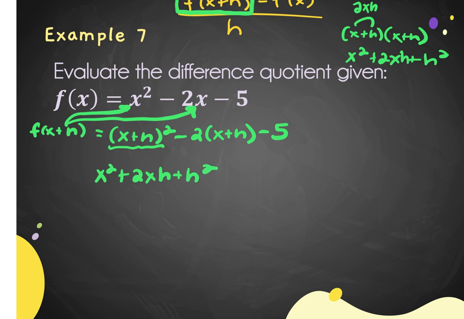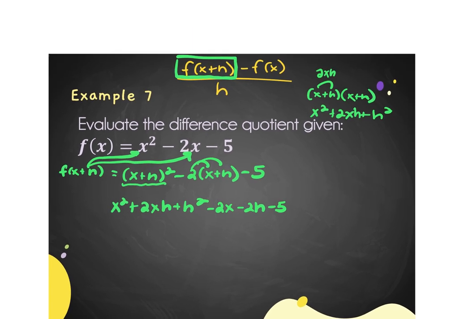That's the first parentheses. Then I distribute the negative 2, so minus 2x, minus 2h, and I don't forget the minus 5 at the end. That whole thing is just the x plus h part. Now I'm going to subtract my f of x, which means I'm going to subtract my entire original equation.